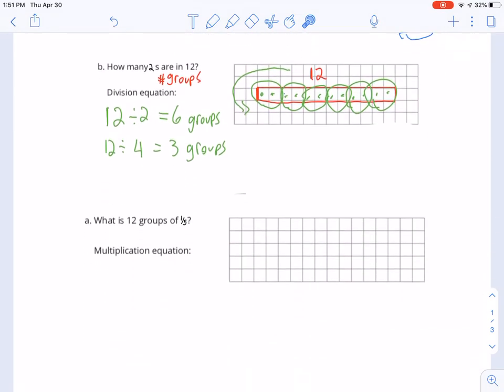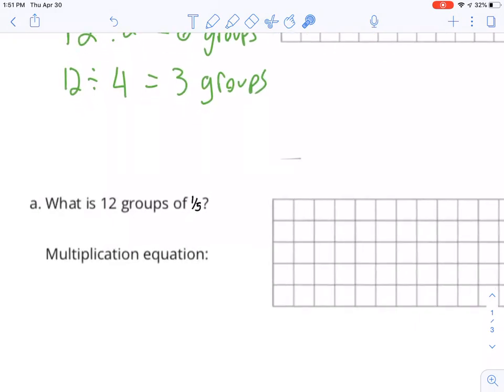Okay, excellent. So this time, what is 12 groups of 1/5? Well, what do we know? We already know the number of groups, right? We just want to figure out what it equals, okay? We know that we have 12 groups of 1/5, or 12 times 1/5. That's how we know we're working with multiplication here, because the unknown is the amount. It's not the number of groups. So, how might we solve this problem?